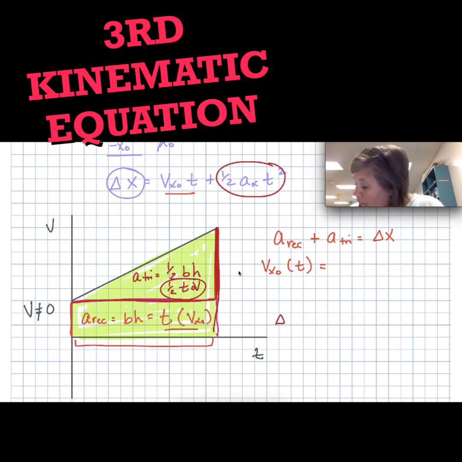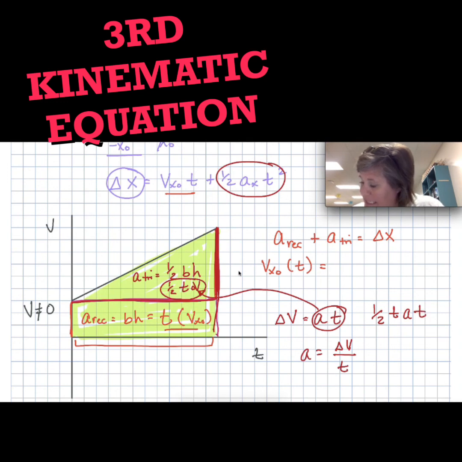So remember, the change in velocity is the acceleration times the time. Think like acceleration is the change in velocity divided by the time, okay? The change in velocity is the acceleration times the time. So if I substitute that in for the change in velocity, that's 1/2 t times a times t, okay? Notice we have two t's, so that would be 1/2 a t squared. So that's how we go from here to here.